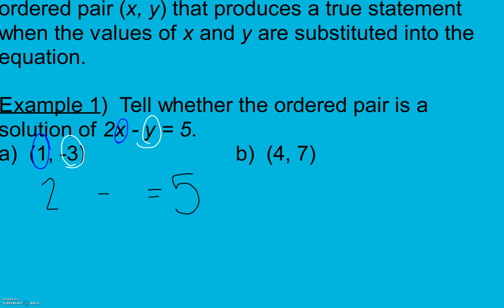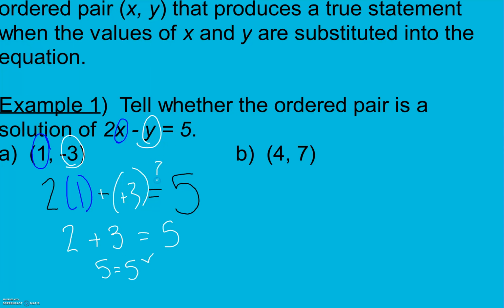I'm going to substitute in a 1 for x and a negative 3 for y. 2 times 1 is 2, minus a negative means plus 3 equals 5. 2 plus 3 equals 5. So 5 does equal 5 when we checked there, so this is a solution. Again, keep in mind, guys, that if there's not a number in front of a variable, it's like negative 1 times.